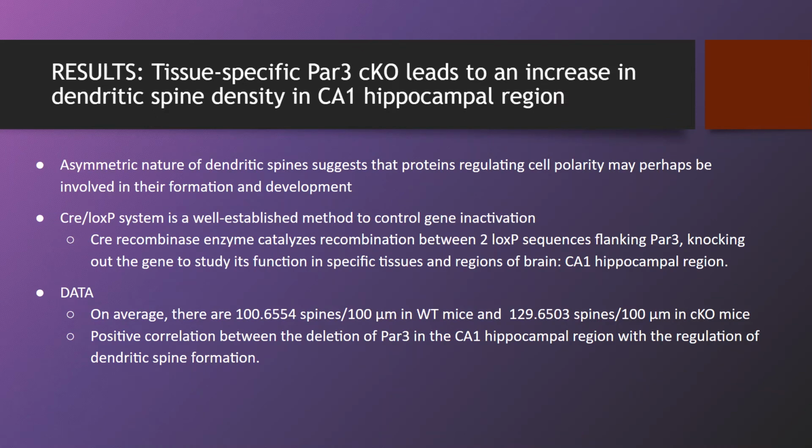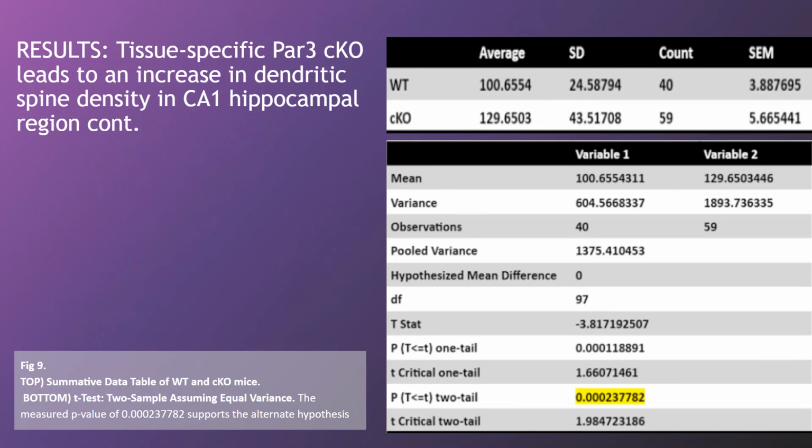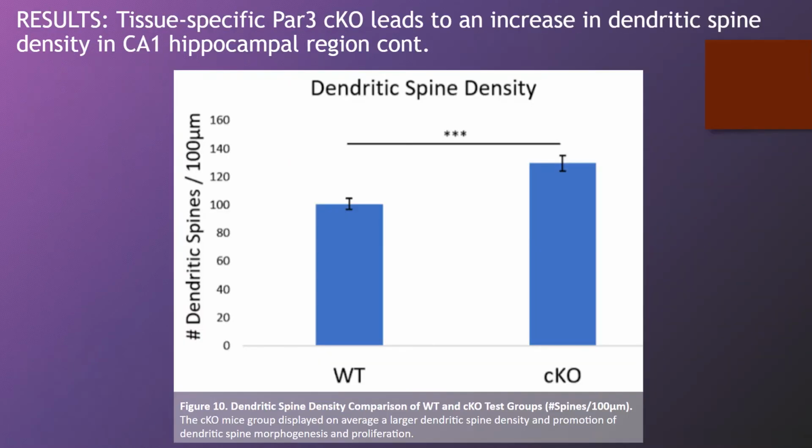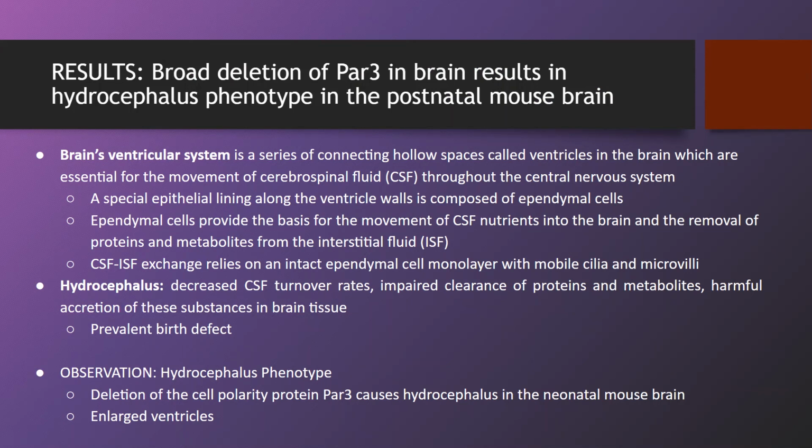To elucidate the role of PAR3, we utilized a mouse strain in which the PAR3 gene was conditionally knocked out. The Cre recombinase enzyme effectively catalyzes recombination between the 2 LOXP sequences flanking PAR3. My study's findings reveal that on average, spine density in conditional knockout mice was significantly higher than that of wild-type mice. The brain's ventricular system is a series of connecting hollow spaces called ventricles, which are essential for the movement of cerebrospinal fluid throughout the central nervous system.